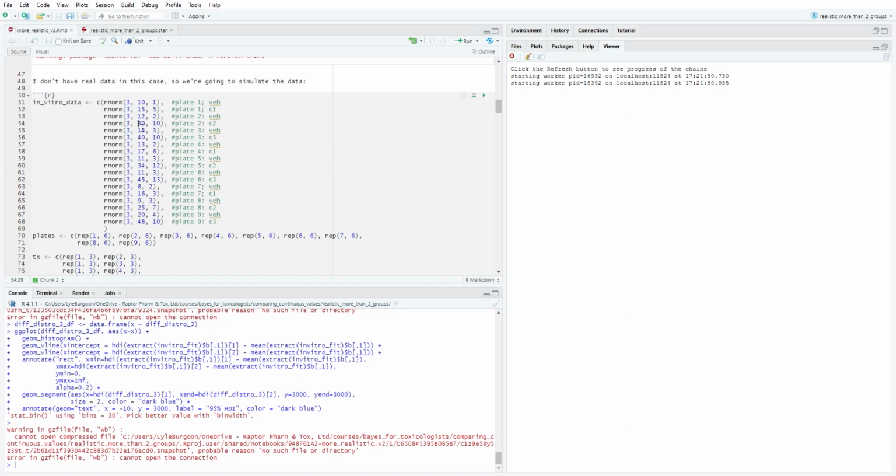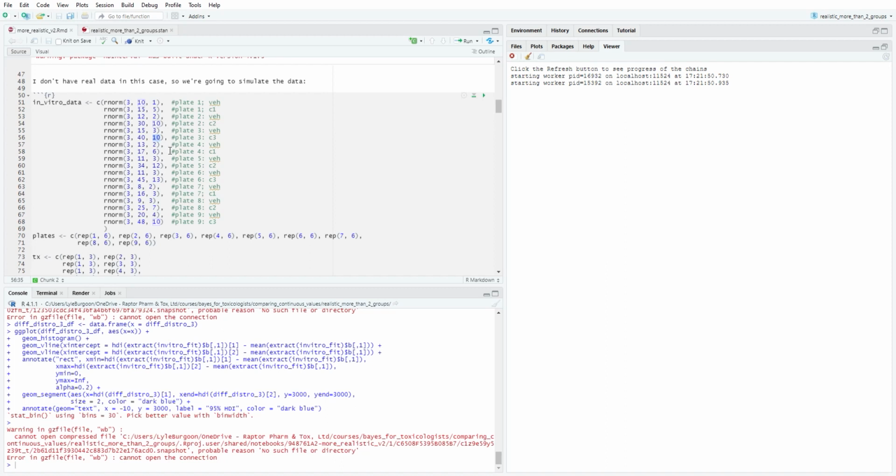3 more samples for plate number 2. This is going to be concentration 2, which is 10 micromolar. They'll have a mean of 30, standard deviation of 10. This is plate number 3. Plate number 3 has 3 vehicles with a mean of 15 and 3 of concentration 3, which is 100 micromolar, with a mean of 40, standard deviation 10.